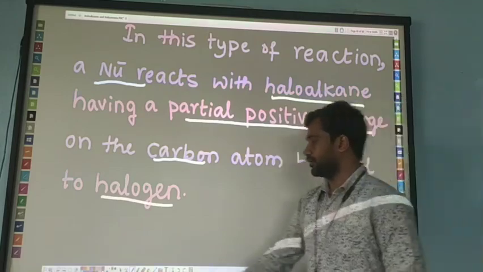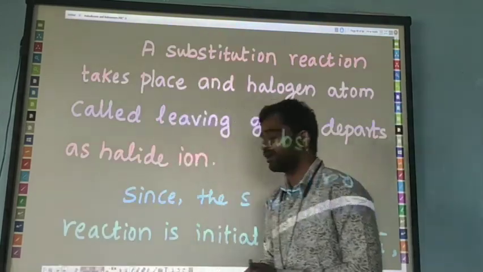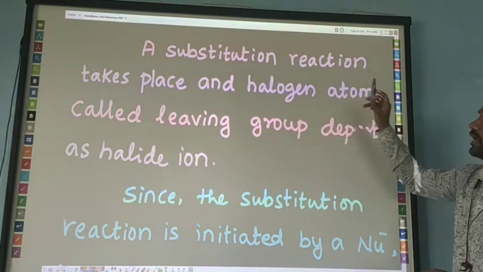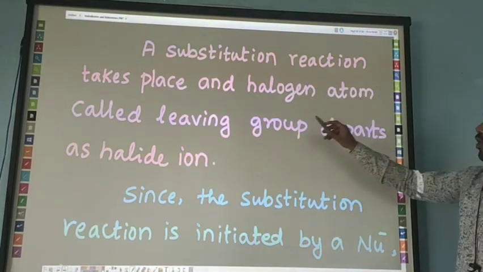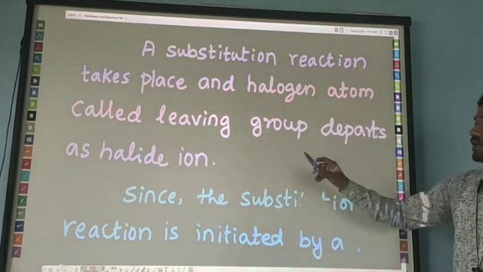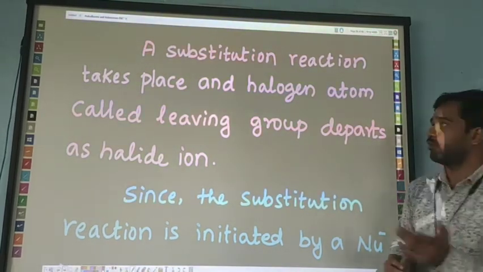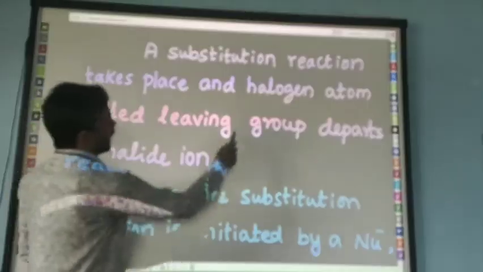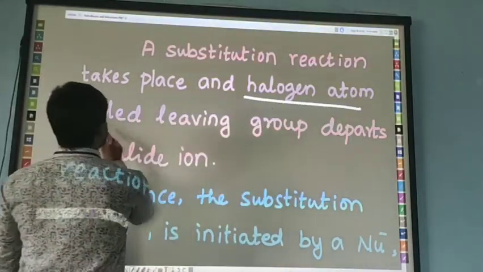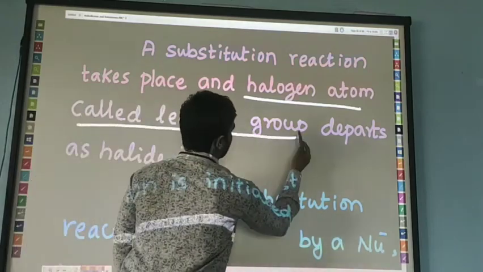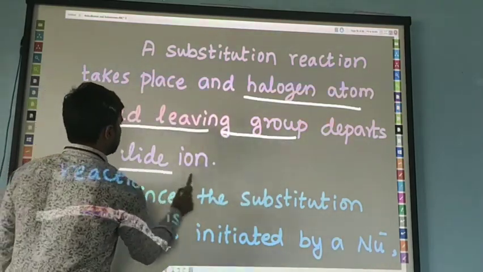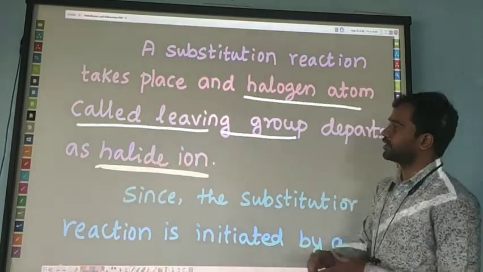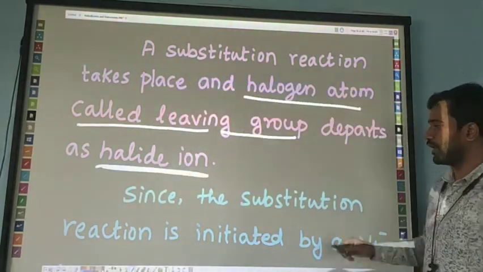Let us see next. What do we mean by substitution? A substitution reaction takes place and a halogen atom, called the leaving group, departs as halide. What is substituted here? The halogen atom is called a leaving group, which departs as halide.